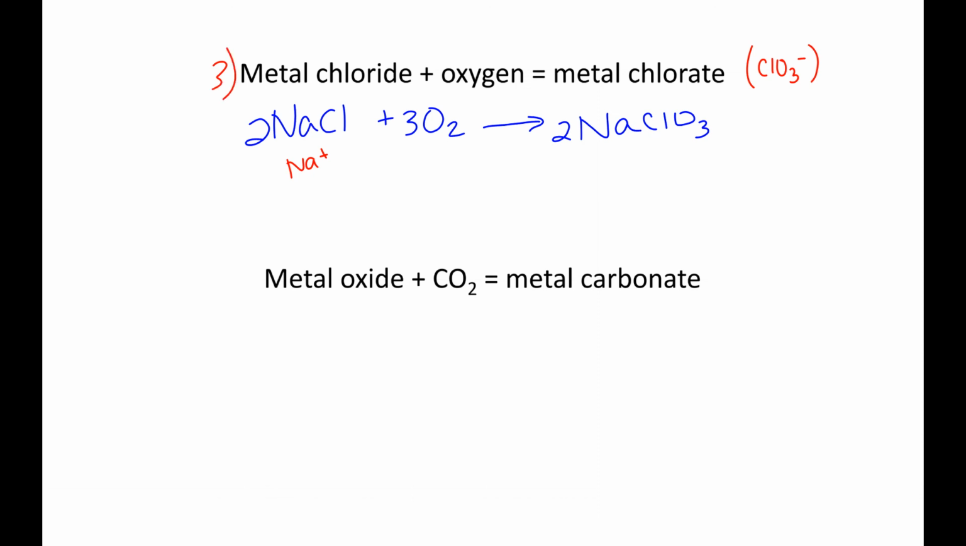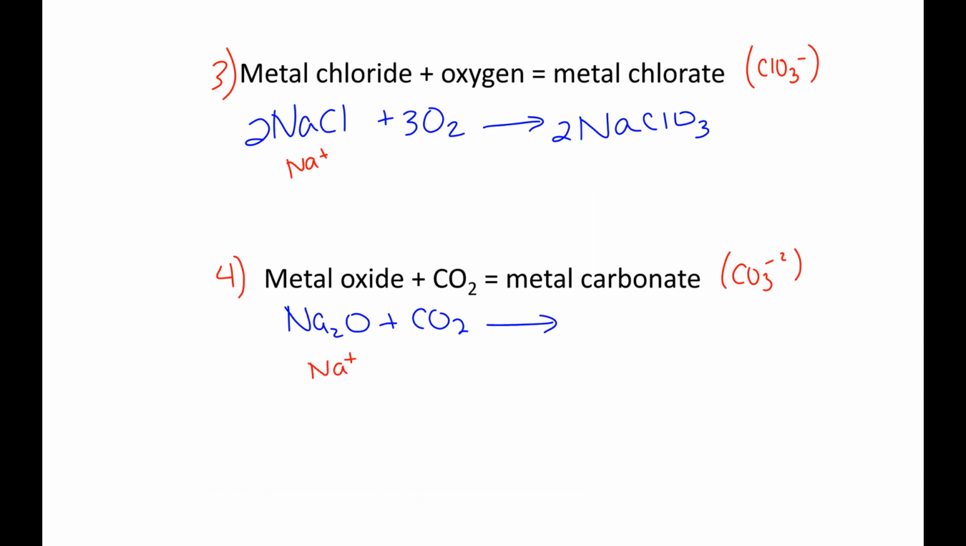So that was 3. So the 4th one is a metal oxide. So once again, we're going to do Na2O. This time we're going to react it with CO2, carbon dioxide. Now it says the answer should be a metal carbonate. Well, carbonate is CO3 with a -2 charge. It is also a polyatomic ion. Now my metal here is sodium with a +1 charge.